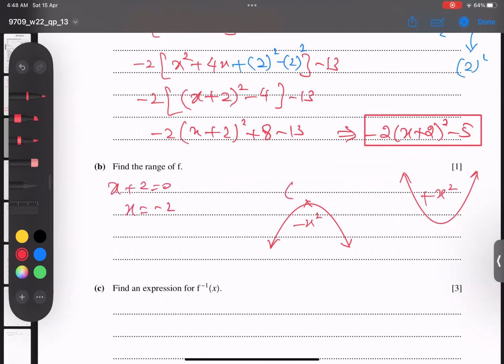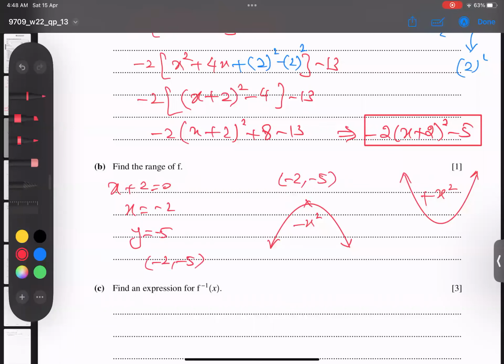So it means the x value for this is negative 2. Let me write once again, top slightly up. And when I plug in this value, minus 2 plus 2 is 0, 0 squared is 0, and minus 5 is left. So the y value is minus 5. If he asks you for the stationary point, I can say negative 2, negative 5.